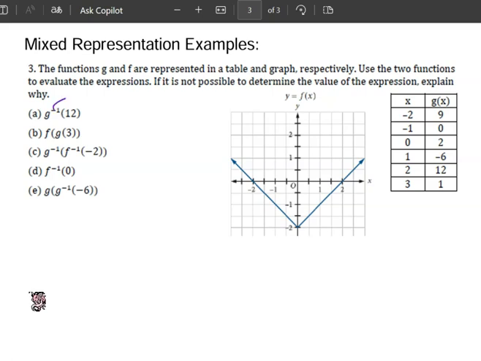When we see this notation right here, it means that the g is now the input. It's the inverse. On part A, we want to say that the 12 is the g, what's the x? It is basically saying if g equals 12, what does x equal? Looking at the table, when g is 12, the x is 2. So the answer for this one is 2.